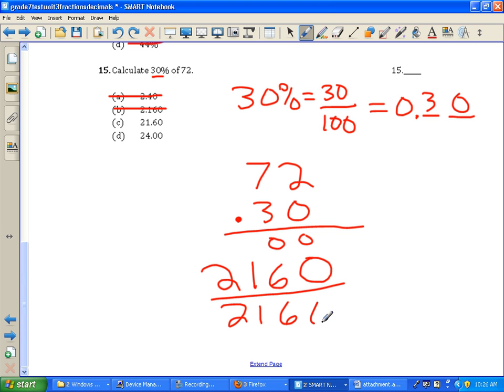How many decimal places do we have in our problem? 2. So how many should we have in the solution? 2. And there's our answer, 21 decimal 60.